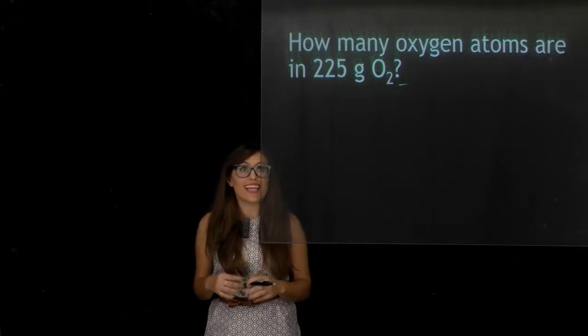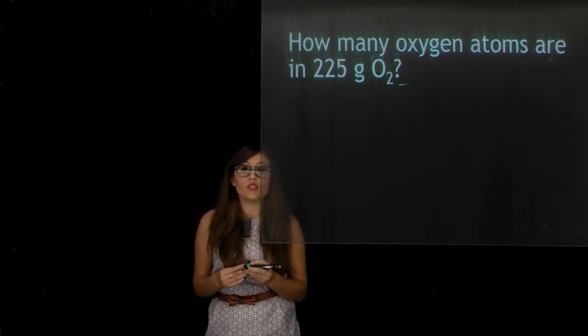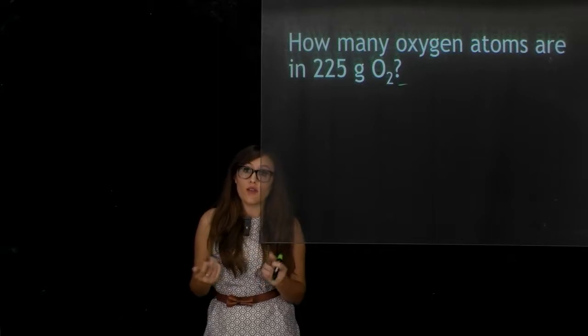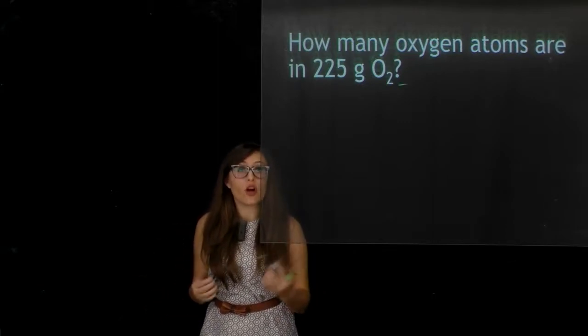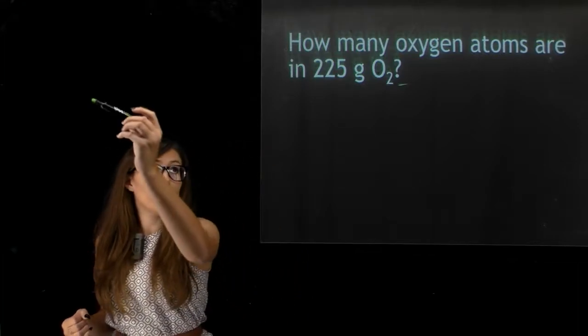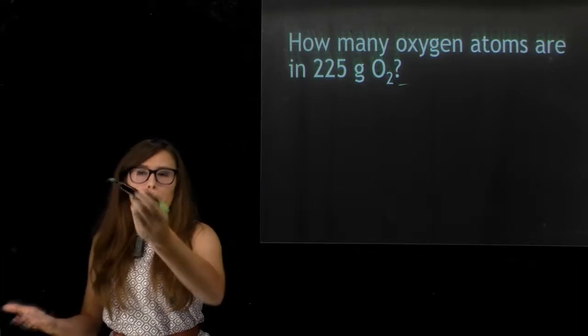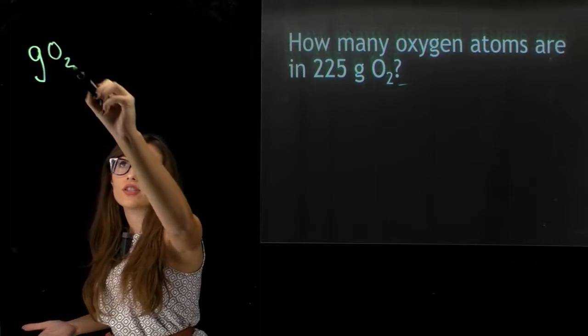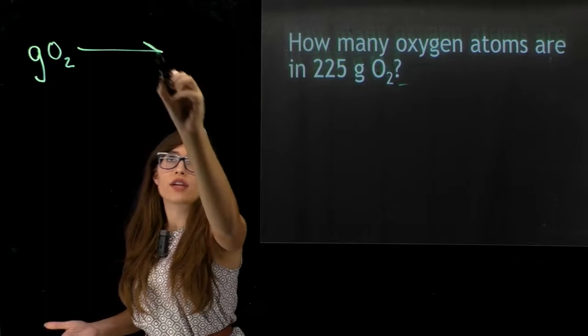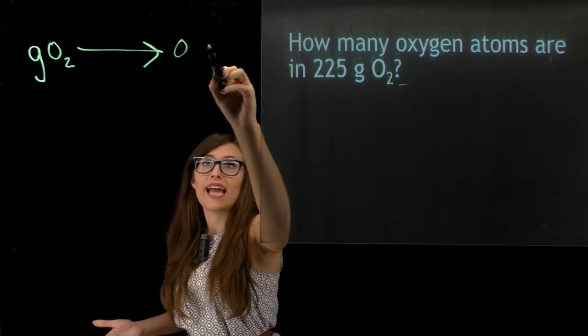The following problem states: how many oxygen atoms are in 225 grams of O2? Well, let's first start off this problem by drawing a think map. We need to find oxygen atoms, but they give us grams of diatomic oxygen. So, grams of oxygen, how do we go from grams of oxygen to oxygen atoms?